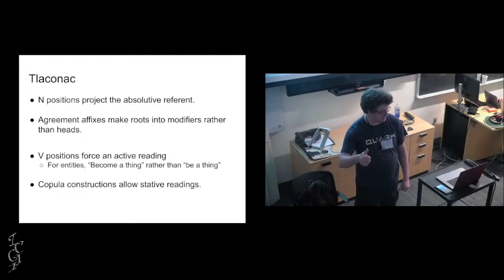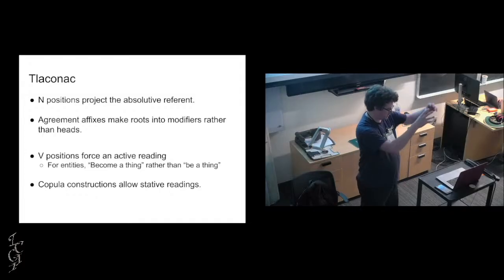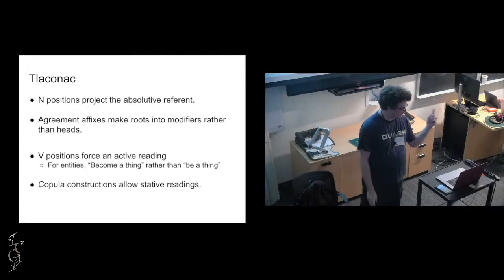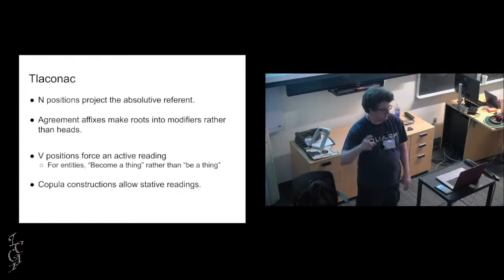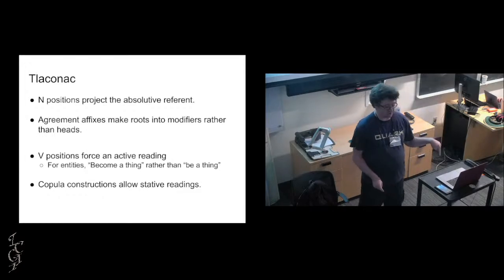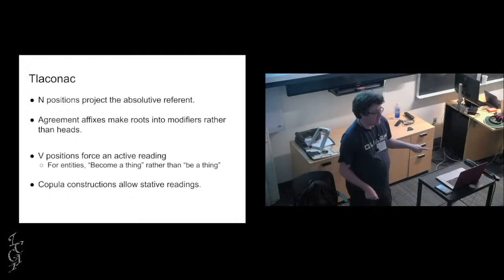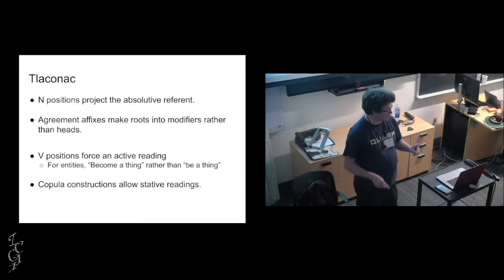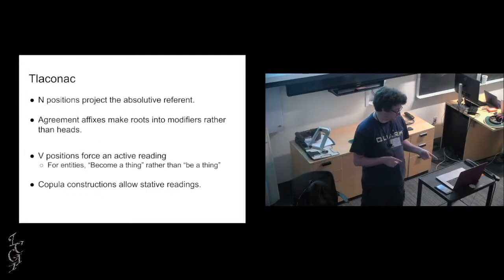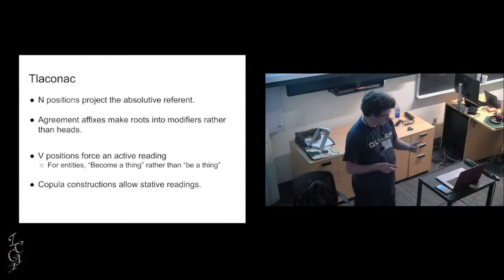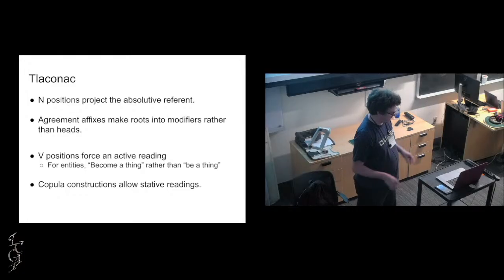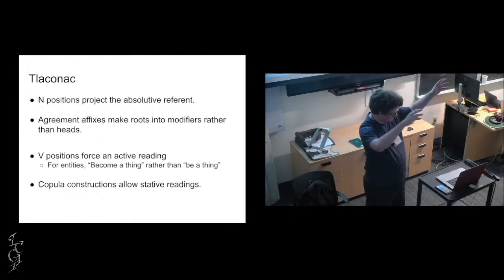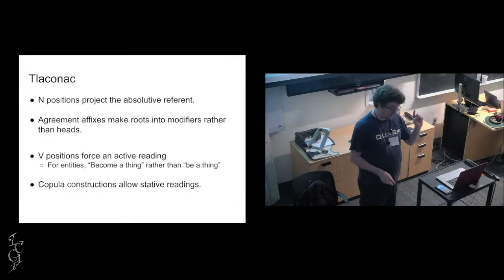Agreement affixes allow you to turn roots into modifiers and stick them into the AdjP and ADVP positions. V positions in the syntax force an active reading. This also comes from observations of natural languages. Not all languages that allow converting other stuff into verbs will do this. Nahuatl notably does not. And that's one of the common languages that people will look at and say, if you squint, this could be monocategorial. It doesn't do this, but lots of languages do.